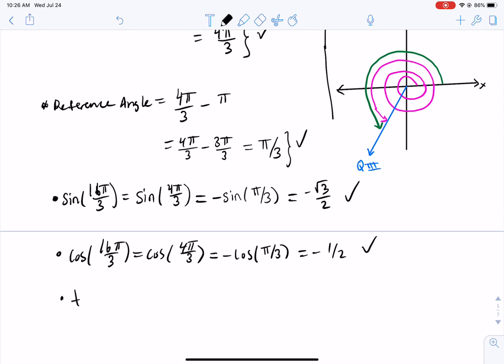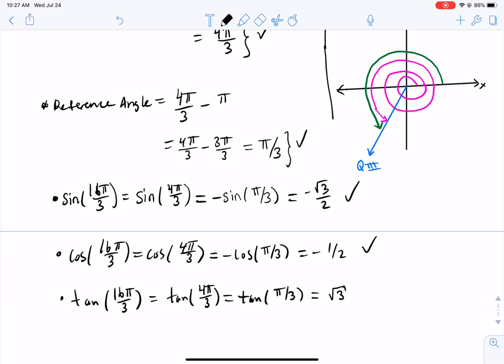So tangent of 16 pi over 3, that's going to be tangent of 4 pi over 3. I'm going to write this out like this. Will tangent there be positive or negative? Yeah, so this will just be tangent of pi over 3. And if you take a look at what tangent of pi over 3 was in the table, that's just radical 3, which you could have figured out by just taking the ratio of them, right?